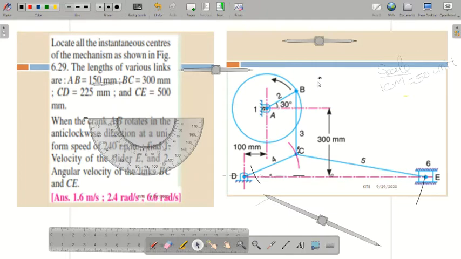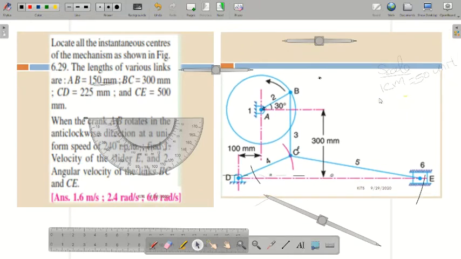Before that you have to scale it so that it fits in your sheet. How I am scaling is, I'm taking 1 centimeter as 50 unit. Then 150 mm means it will be 3 centimeter.